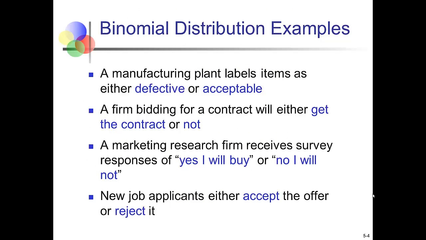So here are a few examples of where we might apply the binomial probability distribution. A manufacturing plant labels items as either defective or acceptable. The firm bidding for a contract will either get the contract or not. A market research firm has survey responses that say yes, I will, or no, I will not buy your product. New applicants either accept or reject the job offer.